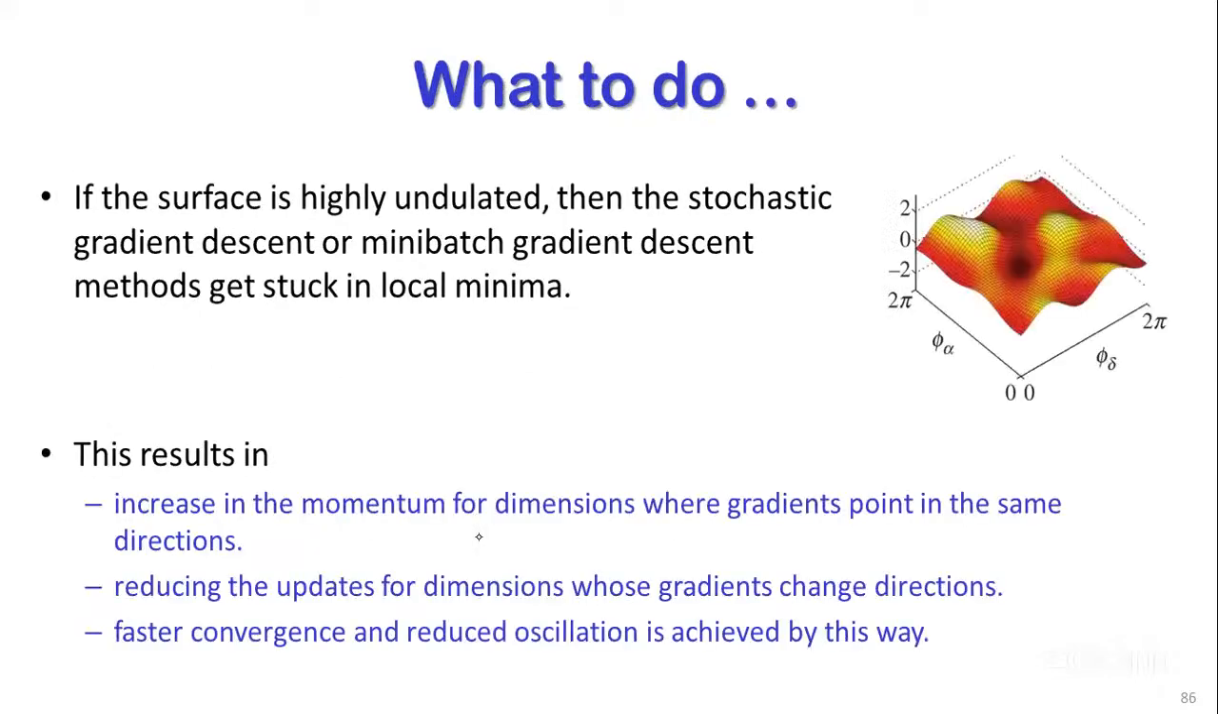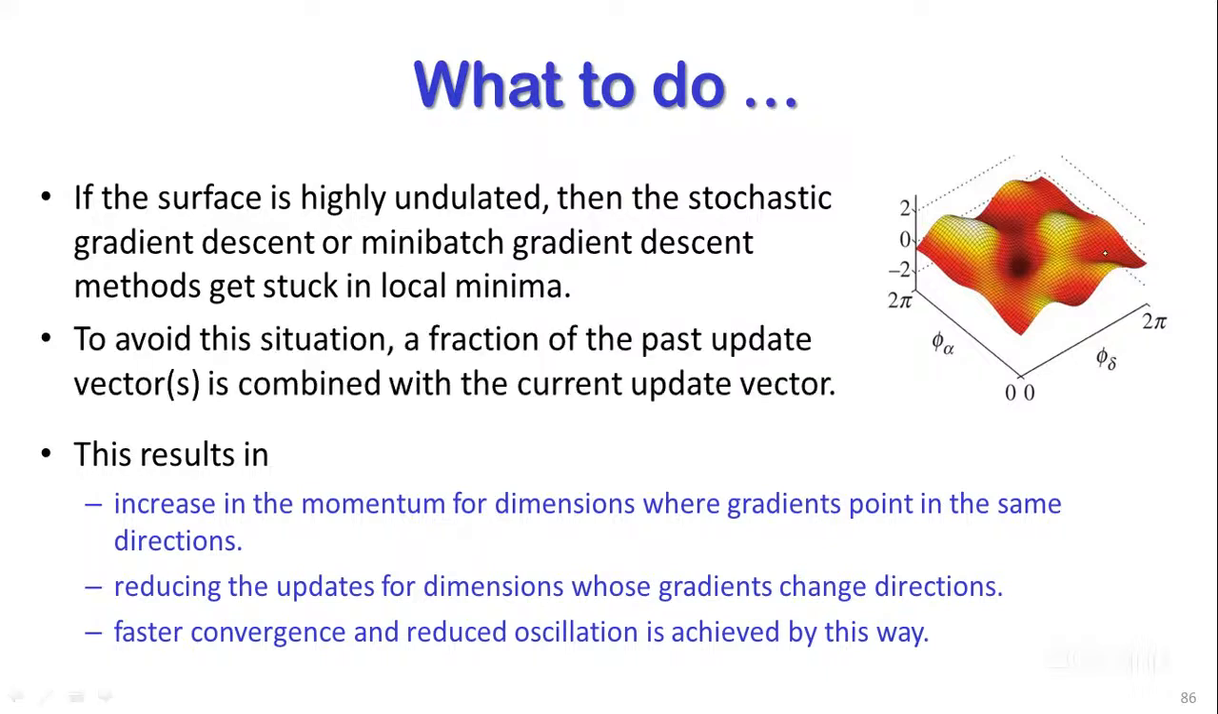Now see, this is what I'm talking about, this local minima. If your surface is highly undulated, you can see that if you get stuck here, this is your local minima, and you are just stuck and gone, right? So to avoid this situation, what is being done? A fraction of the past update vectors is combined with the current update vector. So we are going to make use of momentum.